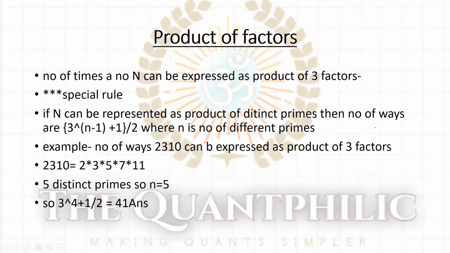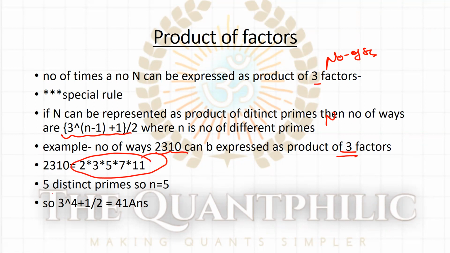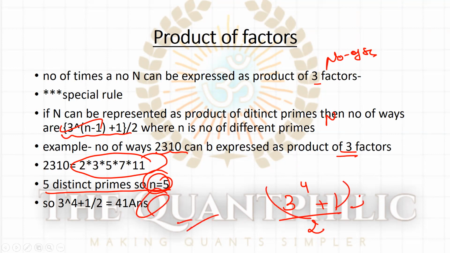Now this is from number system, product of factors. The number of times n can be expressed as a product of 3 factors. Special rule: if n can be represented as a product of distinct primes, then this is the number of ways. Take an example, 2310. Write this in factor form, and the question is product of 3 factors. Total distinct primes are 5. So according to the formula, (3 to the power 5 minus 1) is 242, plus 1... just solve this and you will get 41 as the answer. 81 plus 1, 82, divided by 2, 41 is the answer. This was it. Remember this.